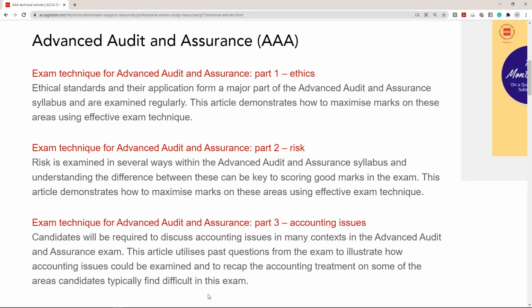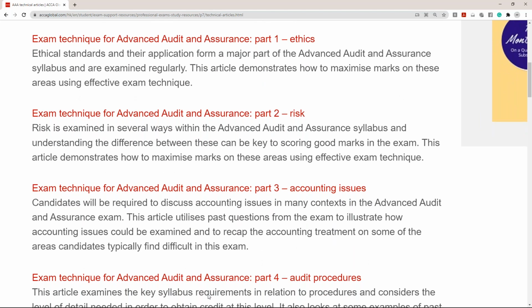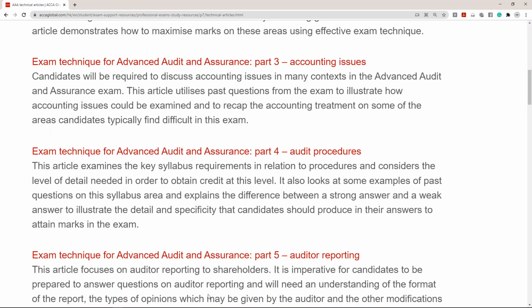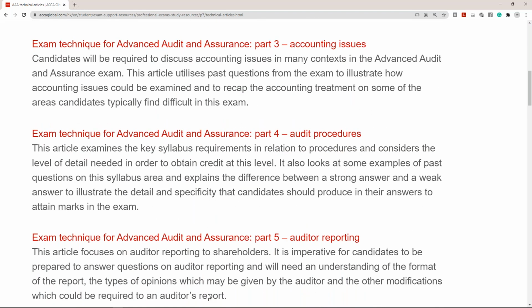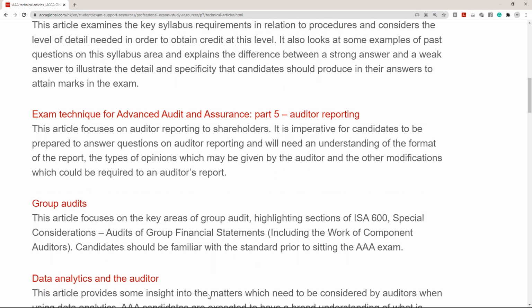Can you see the first article, part one, ethics? Everyone? Exam technique articles, right? Can you see the second article, exam technique article, part two, risk? Can you see the third article, exam technique article, accounting issues? Can you see the fourth exam technique article, part four, writing a good audit procedure? And can you see the fifth one, exam technique article, part five, audit reporting?